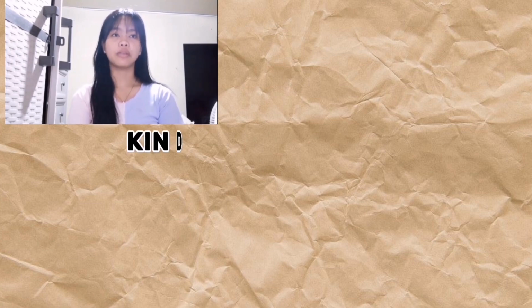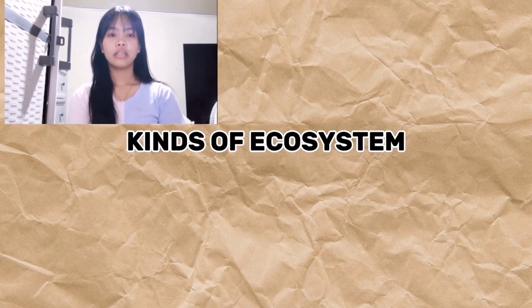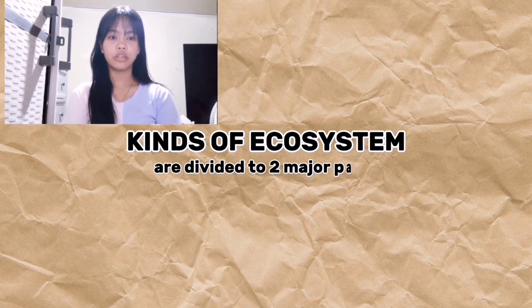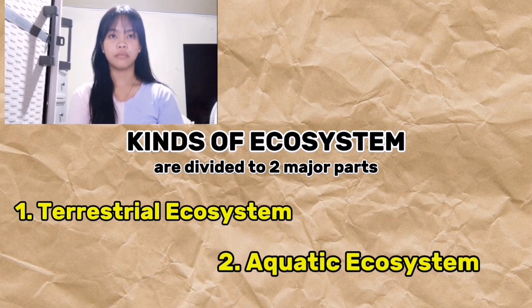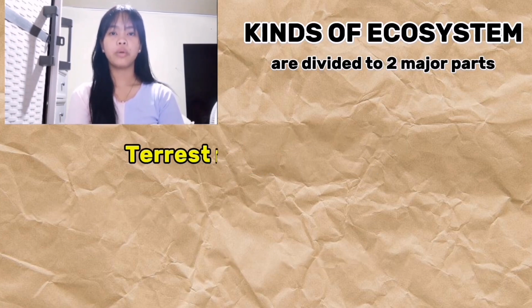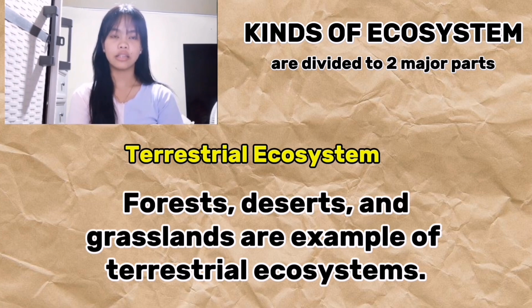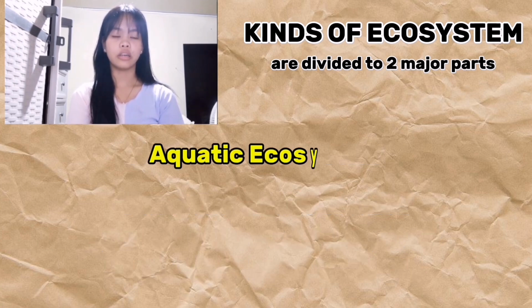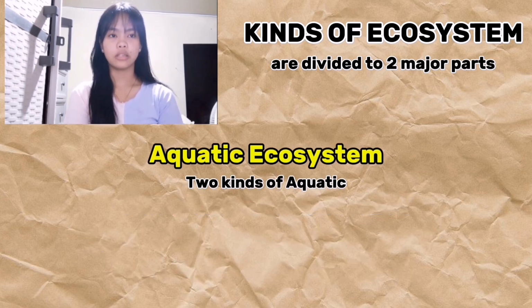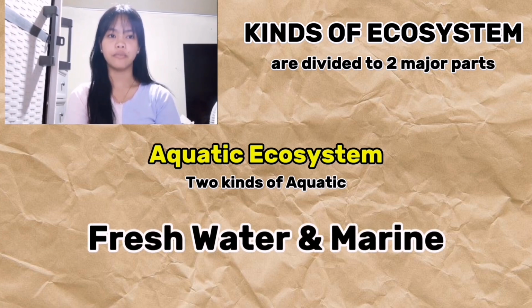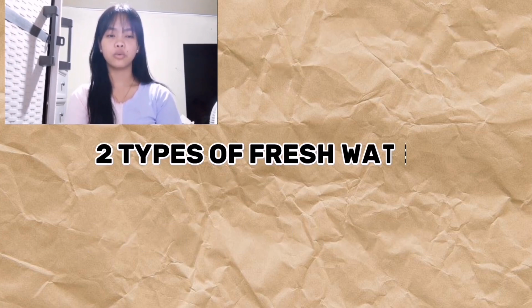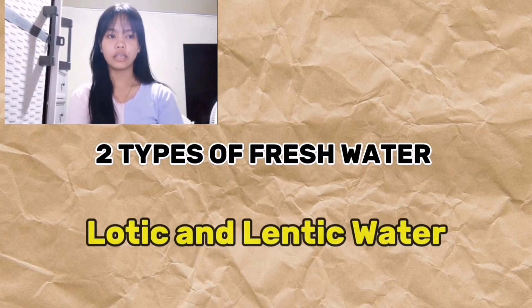We have the types of ecosystem. The kinds of ecosystem are divided into two major parts: terrestrial and aquatic ecosystems. In the terrestrial we have the forest, grassland, and desert, while in aquatic there are two kinds: freshwater and marine. In freshwater there are two types, the lotic and lentic water.